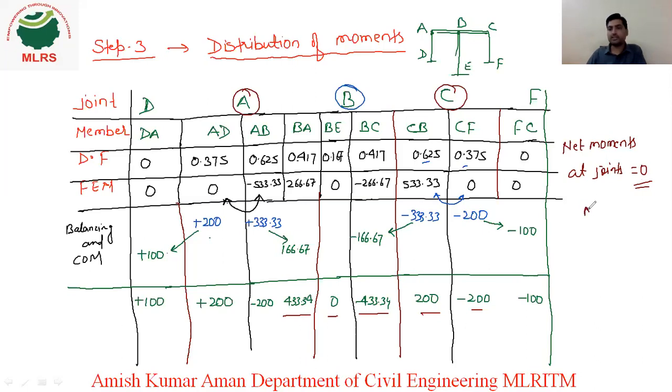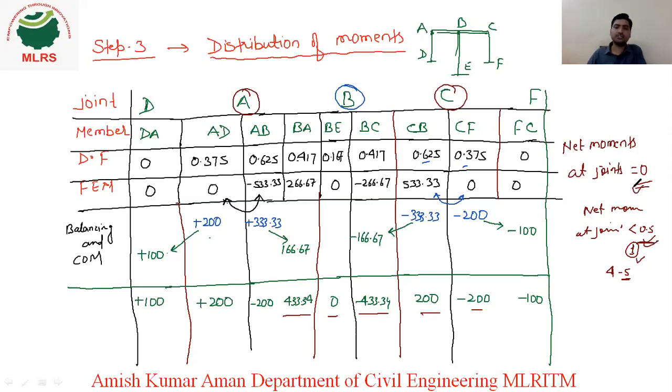So net moment at the joints should be less than 0.5, then it's okay. It may be 1 also. In some cases, if you have altered it 4 to 5 times but you are not getting the value, so leave it. If it is less than 1, it's okay, but try to make it under 0.5.